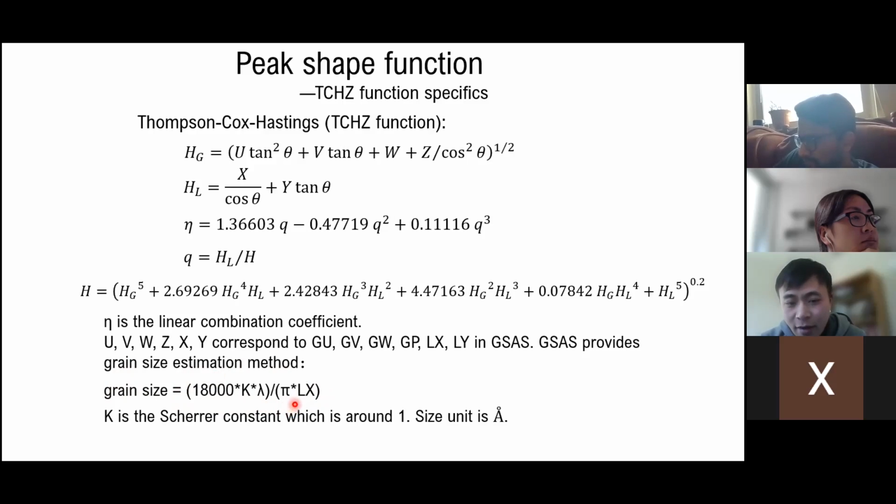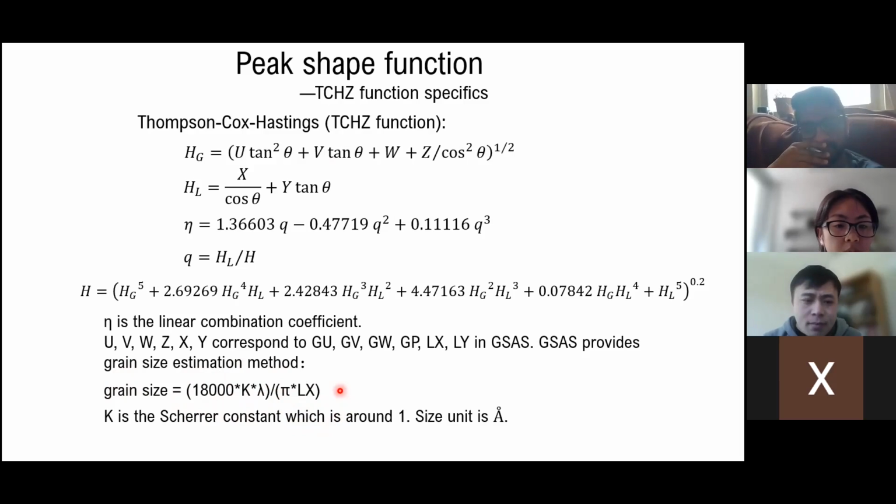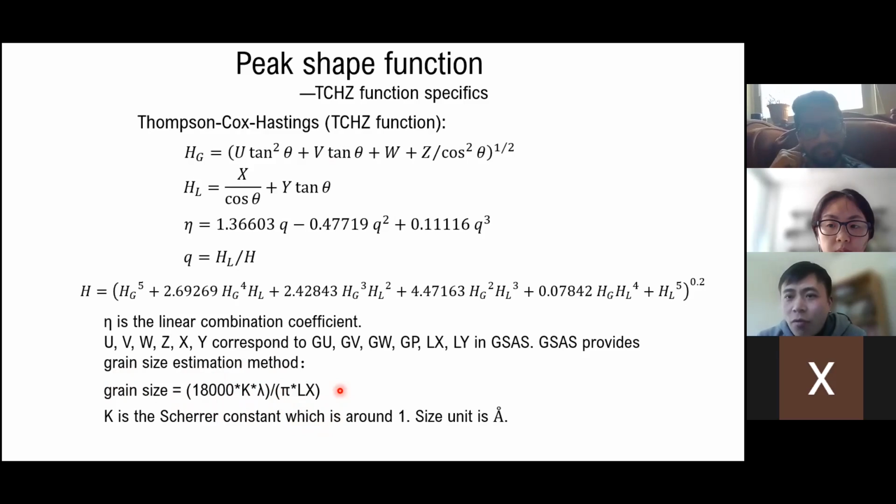So for those parameters, LX is fitted, right? Pi is a constant, lambda is the wavelength, and K is the Scherrer constant. And people normally just use K equals 1 as an estimation. But this sort of estimation is very rough. It's not that accurate, because we know that if you do a statistical counting of the particles, they do not fall within a very narrow range. They have some sort of distribution, right? If you count the particle size of any sample we have, it should have some sort of distribution.